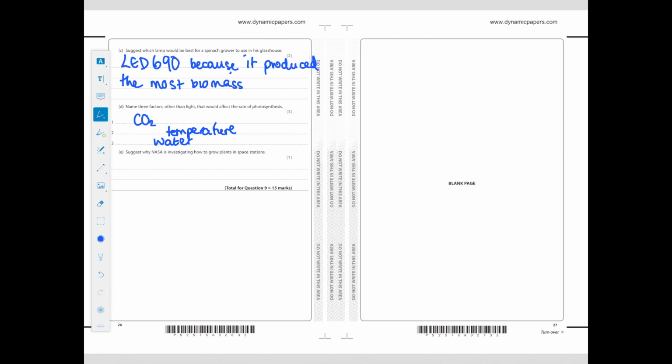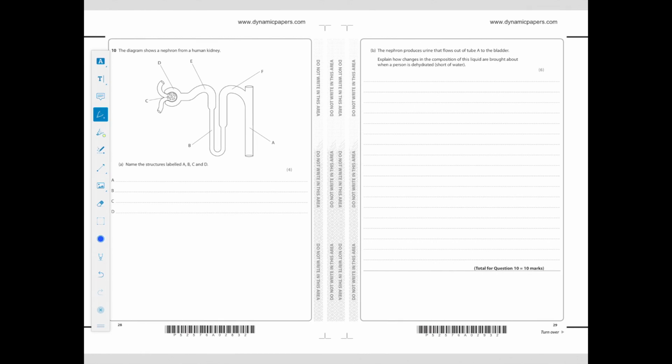Suggest why NASA is investigating how to grow plants in space stations. So why would we want to grow plants? Well, potentially to provide food for our astronauts or people that go and live there. And the other great thing about plant photosynthesis is they produce oxygen, which, as we know as humans, we need it for our aerobic respiration. So plants are great, which is why we shouldn't be cutting down trees.